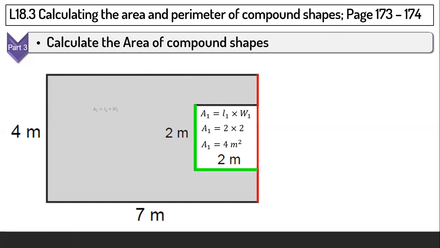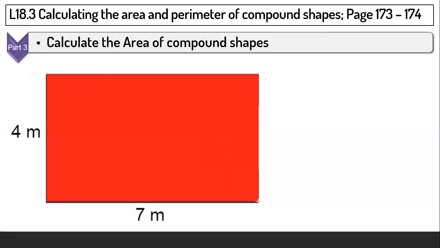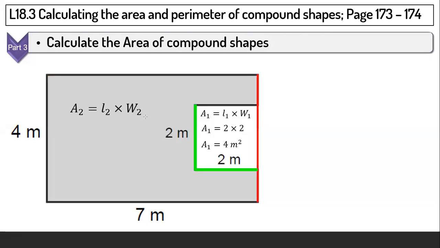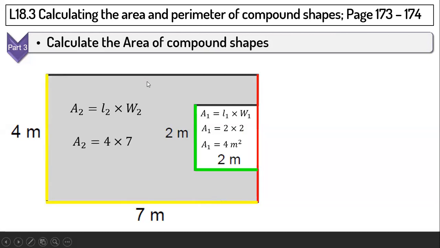Now, area 2, on the other hand, I mean the whole rectangle, all of this, okay? Not the gray area, the whole rectangle. If I want to find this part, I would say length times width. My length is 7, my width is 4, so 7 times 4 will be 28.